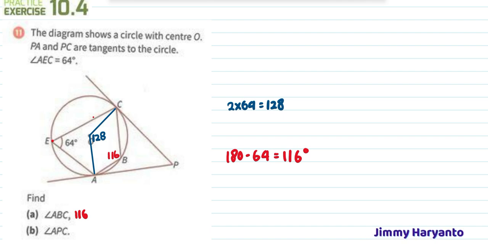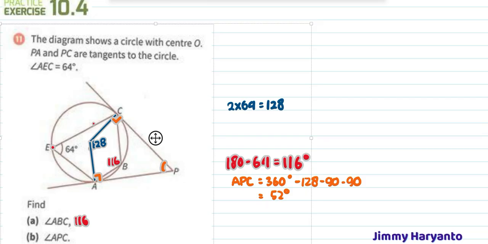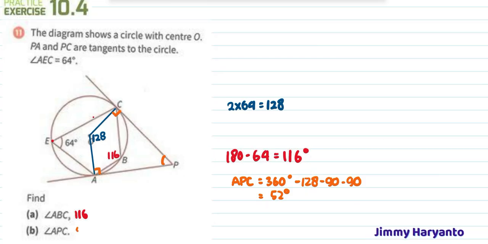The question wants you to find the APC. APC is this one. Okay, let's use the tangent and the radius, that is 90. That means to find the APC, it's 360 degrees minus 128 minus 90 minus 90. You'll have 52 as the result. It's 52.